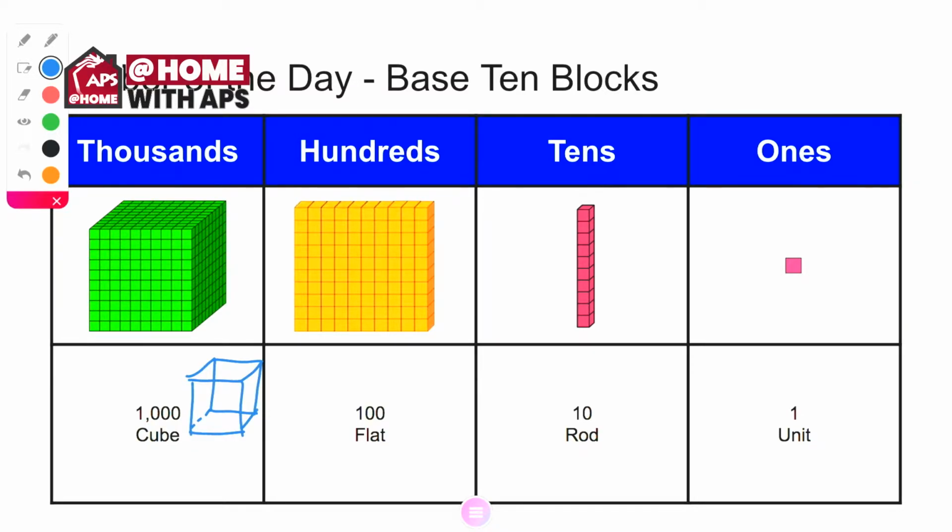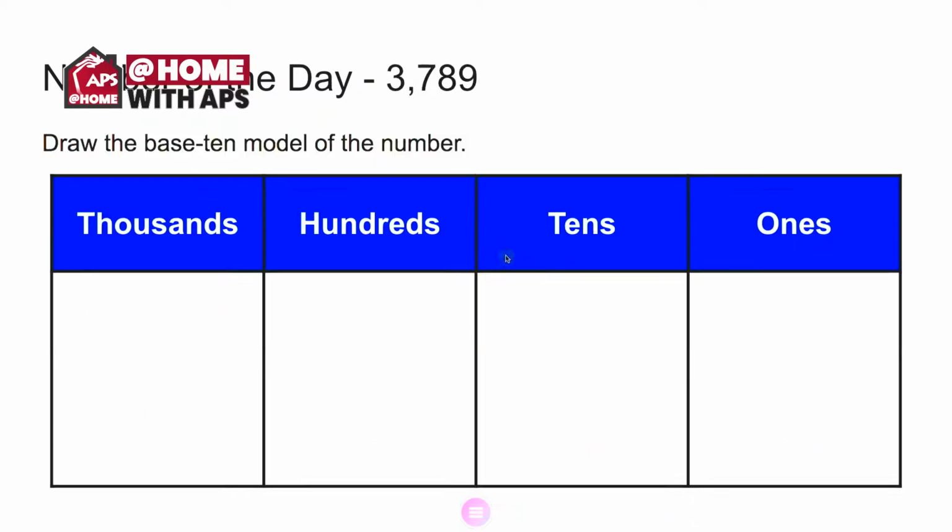For our flat, we just draw a square. For our 10s, the rod, we would just draw what a lot of us would say looks like a 1, but we're going to say that is a rod worth 10. And for our last one, the easiest thing to do is just draw a little point, almost like a period at the end of a sentence. That will be our unit. So when we're working today, we'll have you draw it like this: a cube, a flat, a rod, and a unit. Let's move on to our next page.